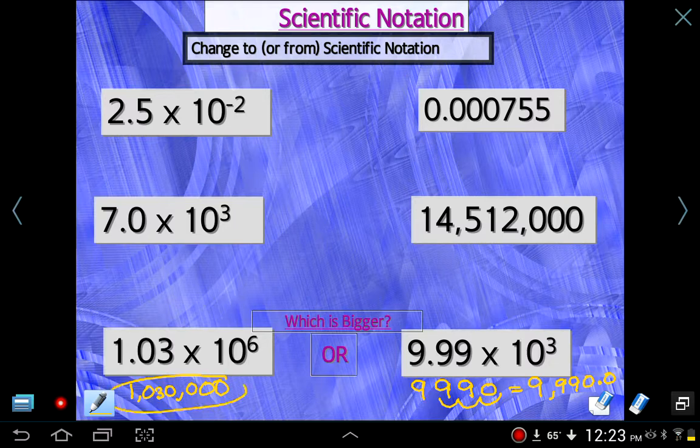This one's bigger. And what's the kicker? The power of 10. This has a bigger power of 10, therefore it's bigger. This has a lower power of 10, so it's not going to be really even close to this. This is 3 more powers of 10 bigger. This is 3 fewer.